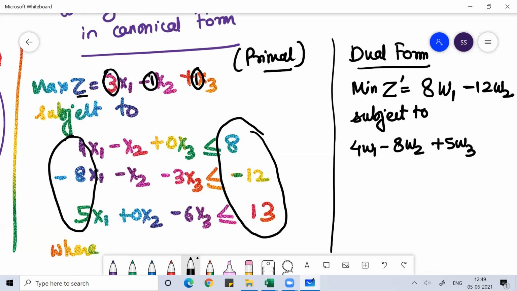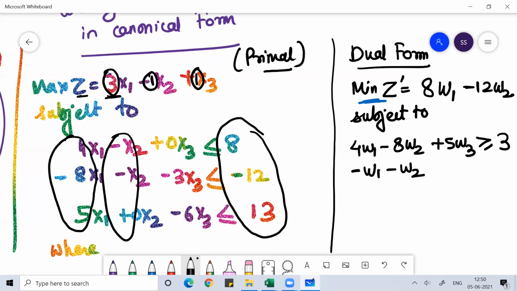See the objective function. The objective function is what? Minima, no? The objective function is minima. So what would be the sign of the dual? This would be greater than or equal to. And what is your RHS? RHS is the cost coefficient of the objective function of the primal. That would be 3. Clear, guys? Then next one is this. This I can write as minus W1 minus W2 plus 0 W3, that is greater than or equal to minus 1. Can you understand this? Okay.